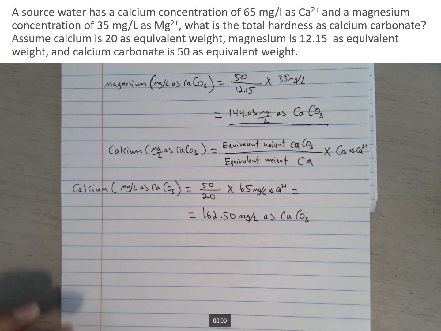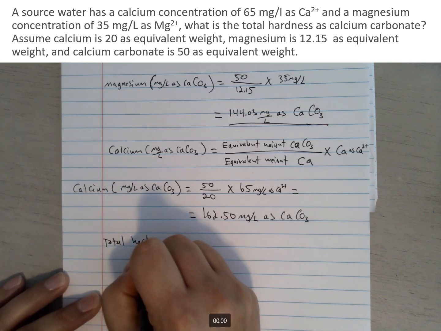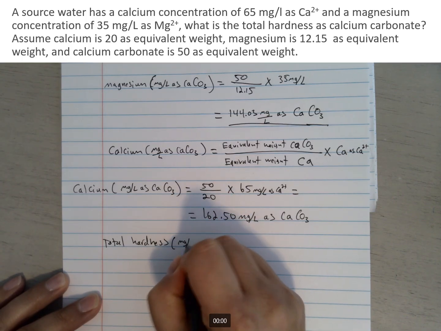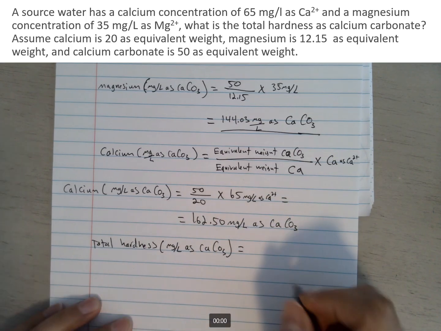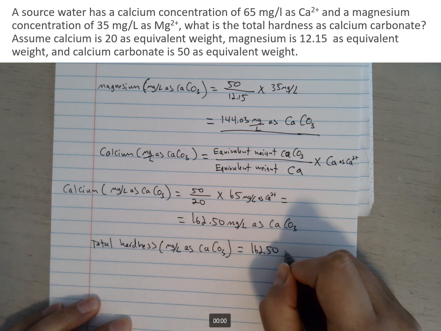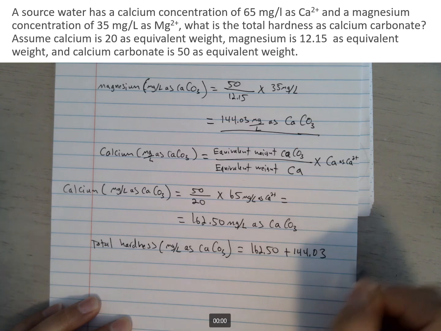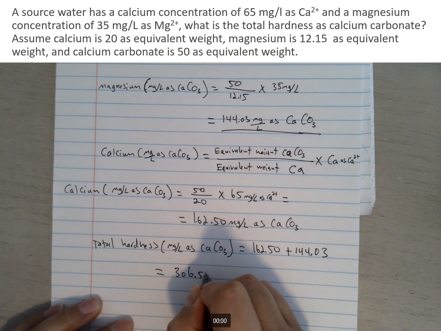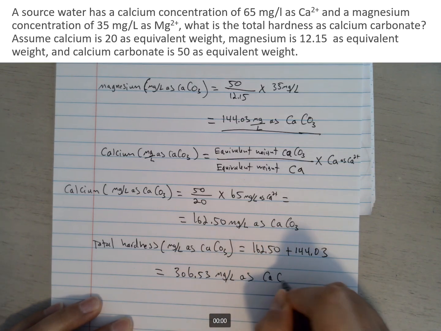So now we can add those up. My total hardness, now in milligrams per liter as calcium carbonate, will be equal to 162.50 plus 144.03, giving us a total hardness of 306.53 milligrams per liter as calcium carbonate.